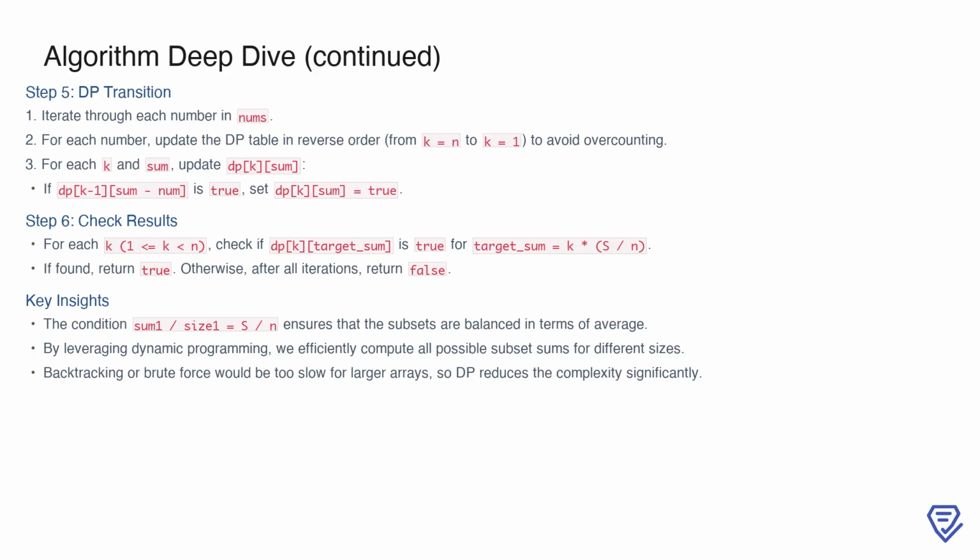Finally, after populating the DP table, we check the results. For each possible size k where 1 is less than or equal to k, and k is less than n, we verify if DP[k][target_sum] is true for the corresponding target_sum equals k times s divided by n. If we find a valid k, we return true, indicating that the array can be split. If no such case satisfies the condition, we return false.